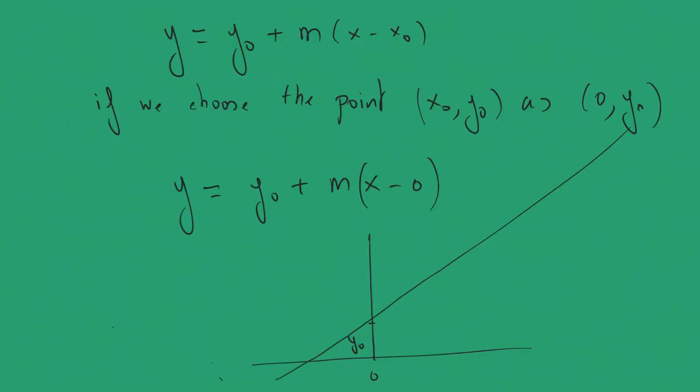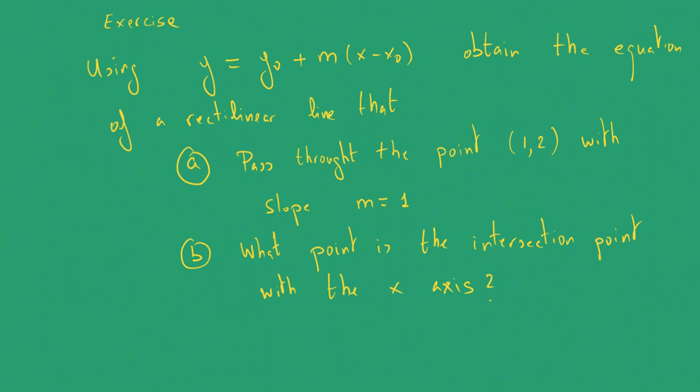Solving for y again, you will obtain y equals y0 plus m multiplied by (x minus x0). So if we choose the point (x0, y0) at the point (0, y0), so when x0 is 0, the rectilinear line will be this one, and the equation will be easy: y equals y0, where y0 will be this distance, this height, plus m times x. So this is the equation of a rectilinear line. This equation will work. You can now try to solve this equation.